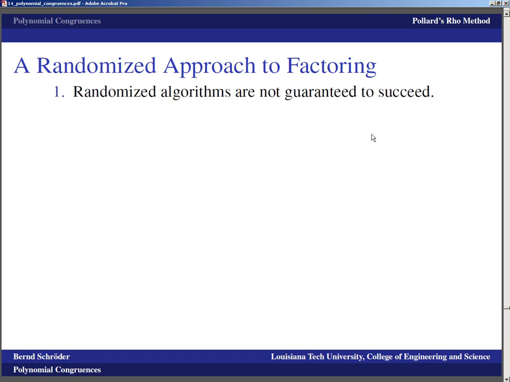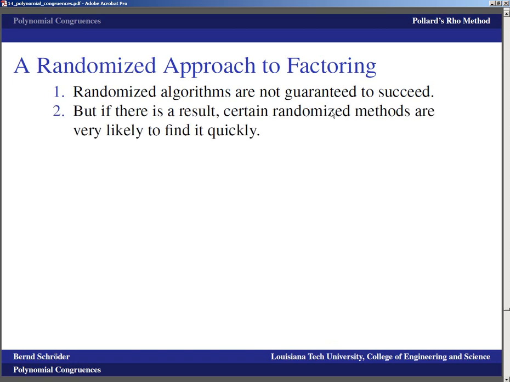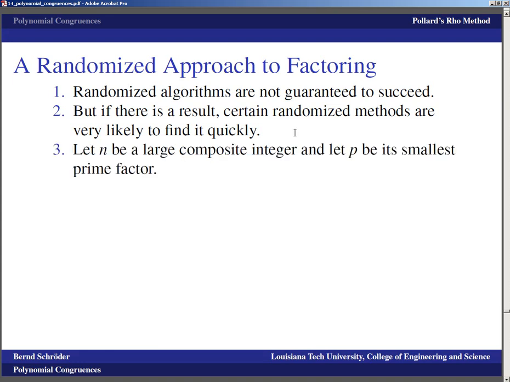So we want to look at a randomized approach to factoring, and when you're looking at randomized algorithms, they are not guaranteed to succeed. A randomized algorithm just tries a couple of things, and if it doesn't find the factorization, you really don't know whether there is one or not. However, if there is a result, certain randomized methods are very likely to find it quickly. That is something that is very surprising about randomized methods.